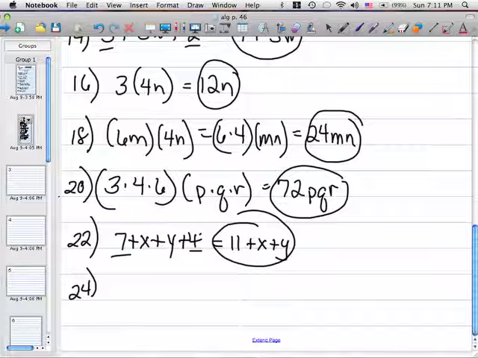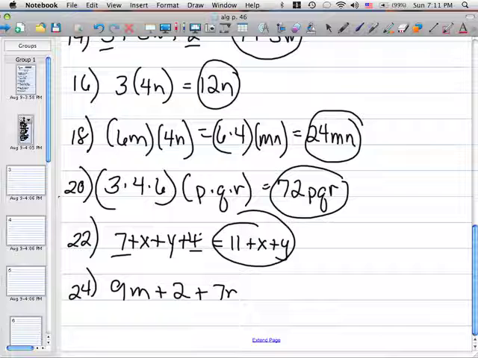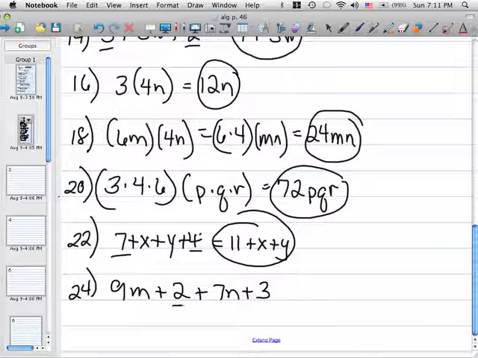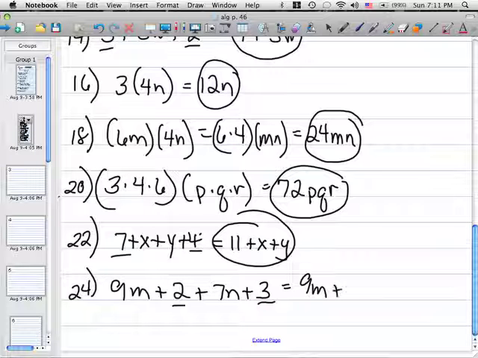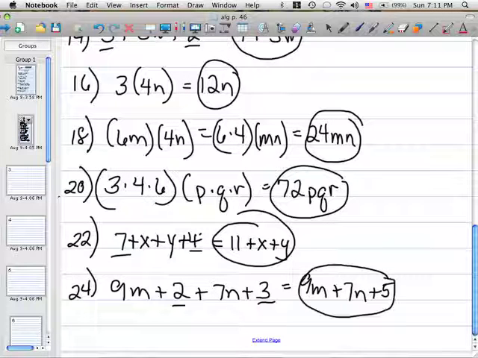24, I have 9m plus 2 plus 7n plus 3. Again, the variable parts are different, so I can't put those together. So I have 9m plus 7n plus 5. It's the only thing I can do to simplify that.